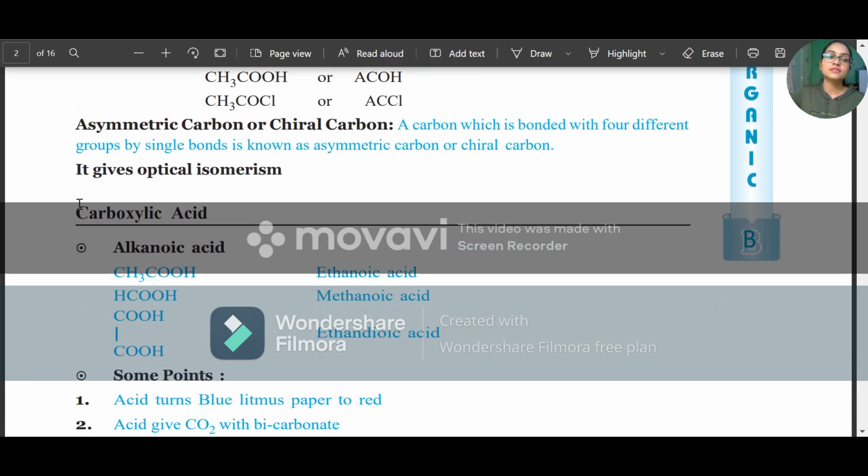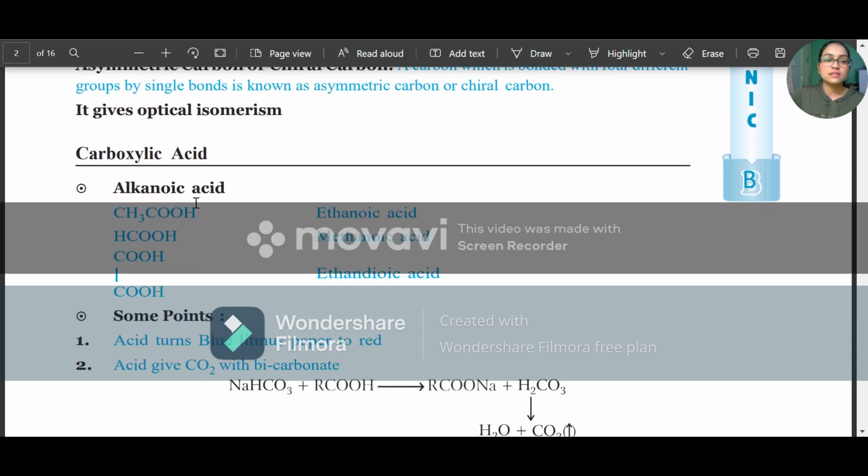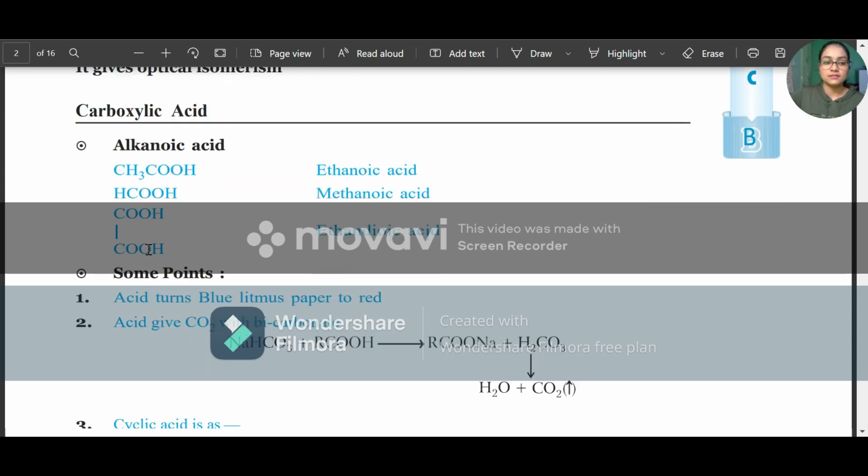So now we are going to see the properties of different functional groups. Let's start with carboxylic acid. It is also known as alkanoic acid, alkane plus oic acid. So this is ethanoic acid, methanoic acid, and this is ethane dioic acid because two carboxylic groups are present.